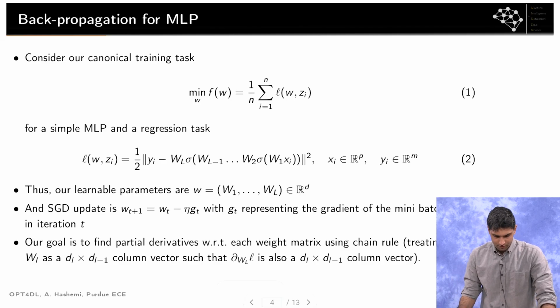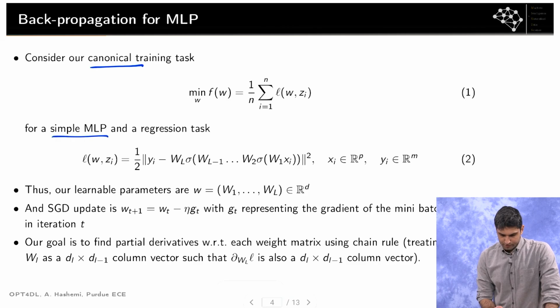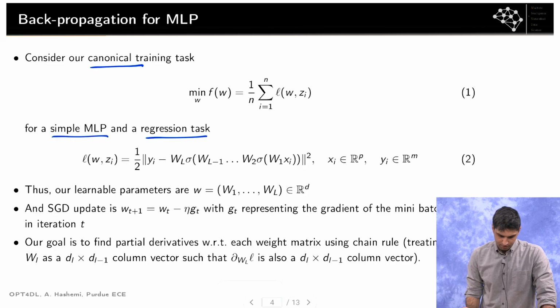Now, we're going to do a very simple application of backpropagation, and we're going to just focus on one of the simplest models we can imagine, and that's a feed-forward multi-layer perceptron model. So let's consider our canonical training task, which is essentially minimizing some average loss. We want to find the best model that fits the data as well as possible. Let's consider a simple MLP, and let's assume that we have a regression task with a square loss.